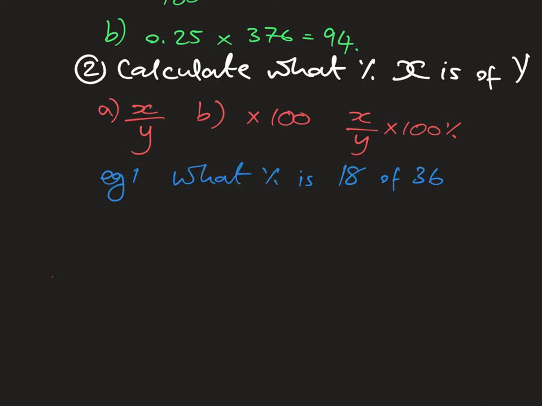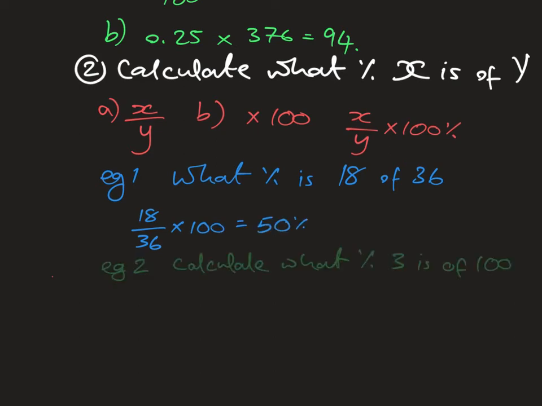Here's my first example then. If you get 18 out of 36 marks in a test, the question might be, what percentage is 18 over 36? So let's try this. We did 18 divided by 36 gives us an answer of 0.5, and we multiply that by 100 and we get 50%.